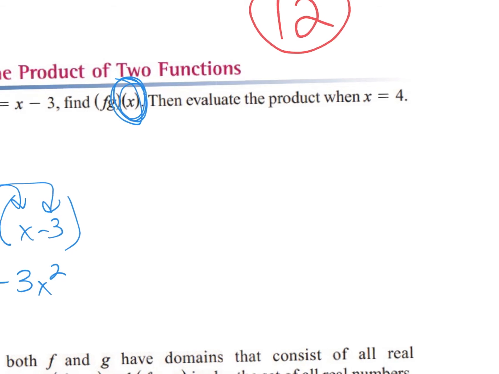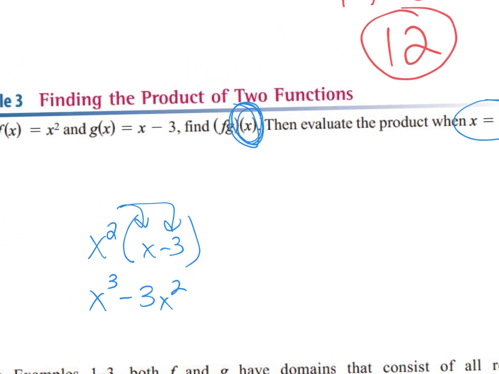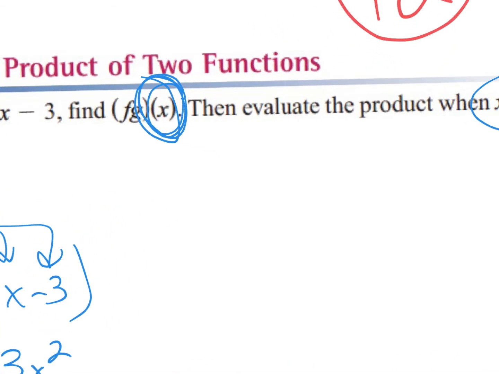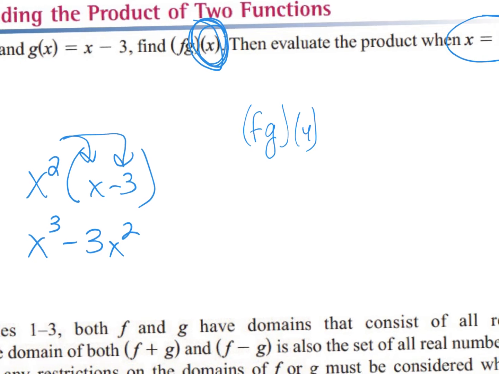Now over here, when they tell you to evaluate when x is 4, these are two different questions. This is a question saying f times g of 4. Again, I'm going to show you there's two different ways you can look at this. Some people are going to want to combine first. Some are going to want to just evaluate straight away. So I have x squared times x minus 3. All right, I'll show you the two ways.